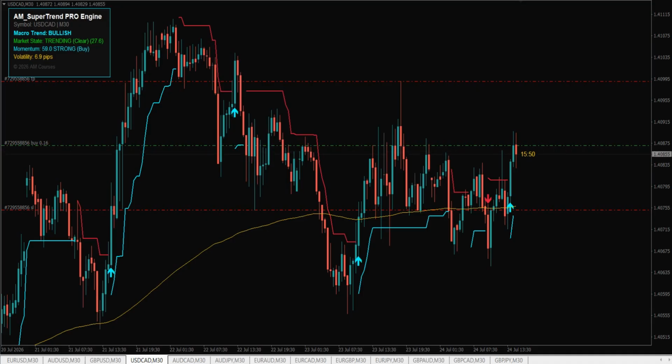And notice the volatility reading on the dashboard. It tells you in pips how much this market is actually moving. That's what stops you from placing an unrealistically tight stop that gets clipped by normal noise. Order placed, stop set, target set. Now my job is to do nothing.